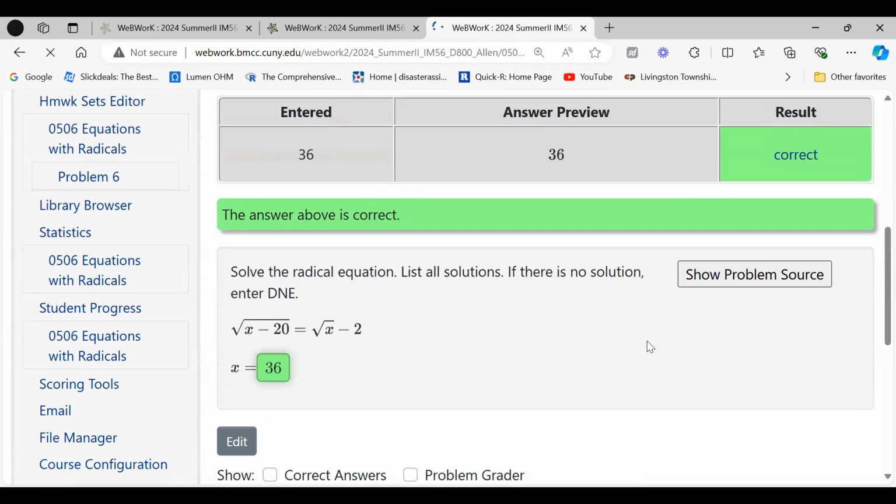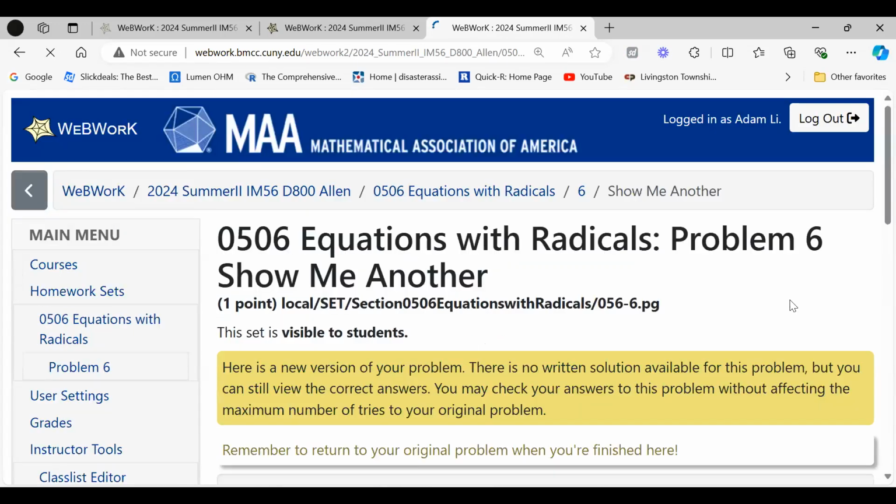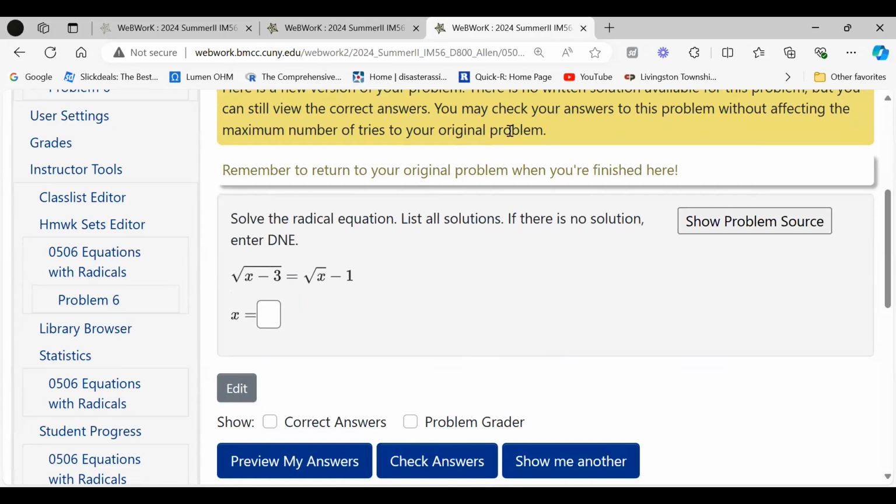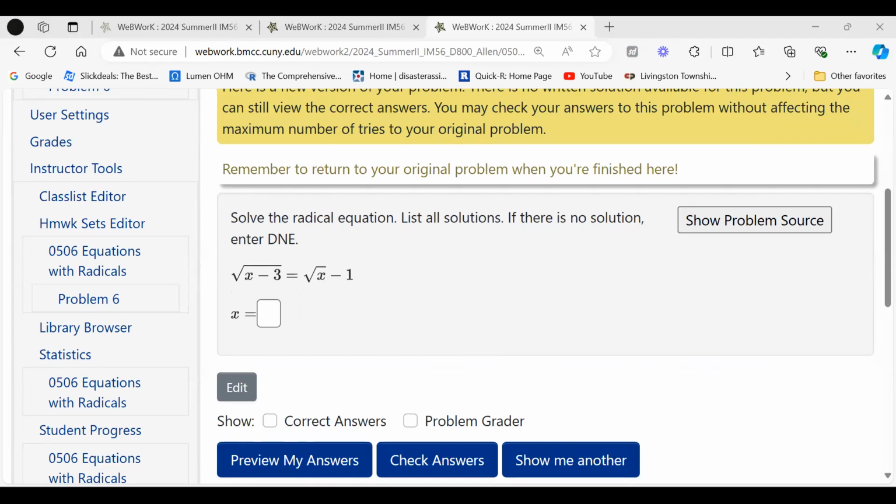Okay, you guys going to try another one. All right. Yeah, try this.